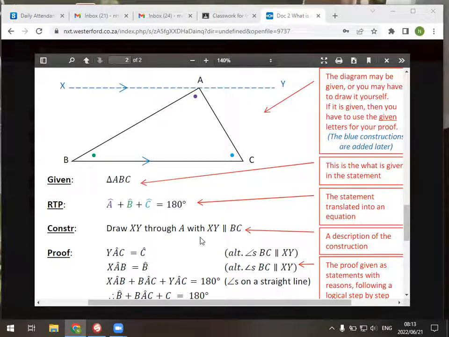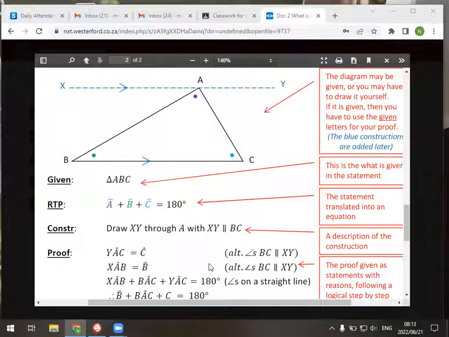Now the construction, that might not be something that is obvious to you guys, all right? Usually with proofs, you need to memorize the construction. So in order to prove this one, what they've done is they have constructed a line going through the top vertex, through point A, which is parallel to the opposite side of that triangle. So how did they write that? Draw XY through A with XY parallel to BC.